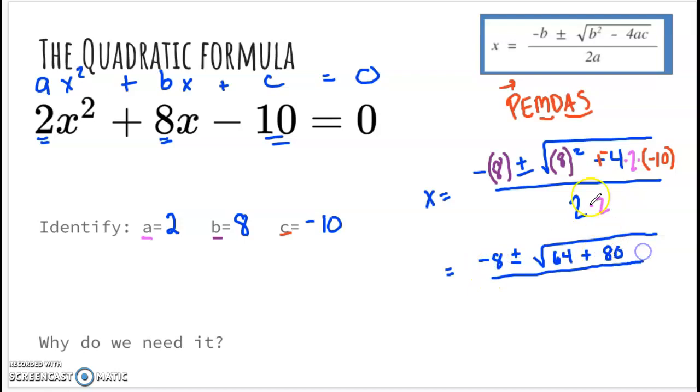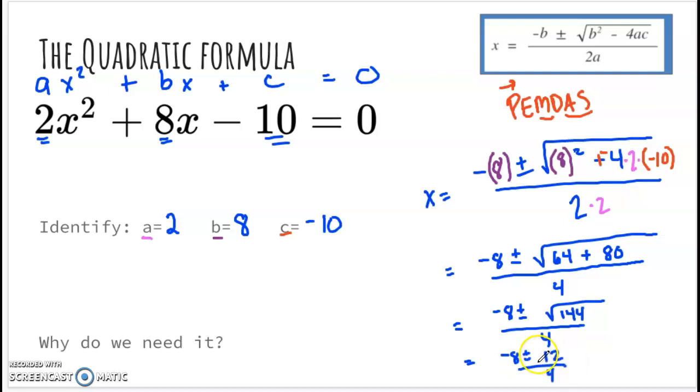And that whole thing is over. I'm going to go ahead and multiply. 2 times 2 is 4. Let's see. So I've got -8 plus or minus the square root. I can add 64 plus 80 to get 144 all over 4. Now, at this point, I can take the square root of 144, so -8 plus or minus 12 over 4.